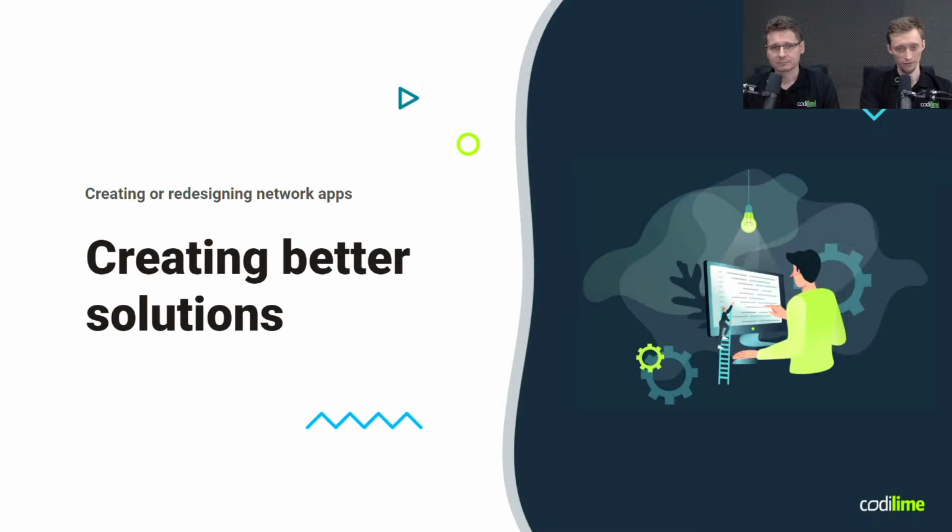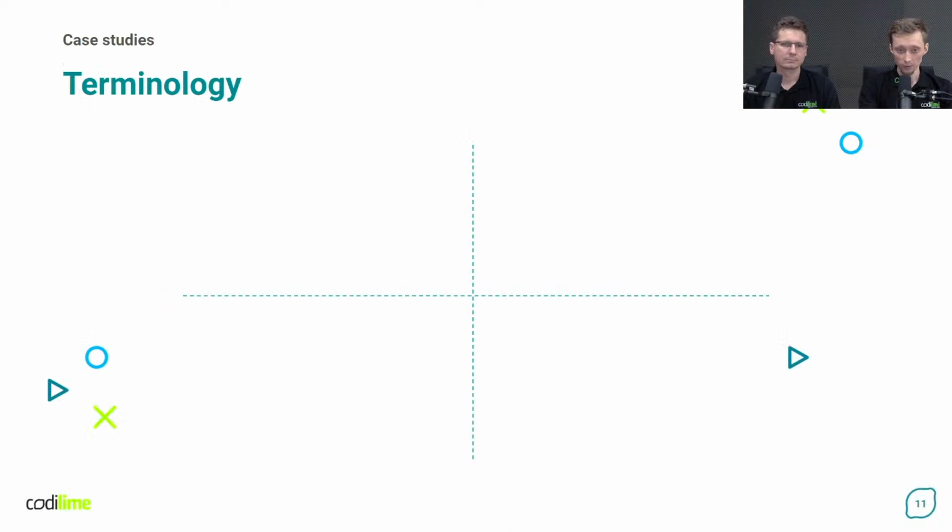Let's take a look at the UX process in detail now. I'm going to talk about how we create an application from scratch, and I'll also show a few examples of redesigning an existing product. Before we go deeper into the process, let's take a quick look at the terminology surrounding our work.